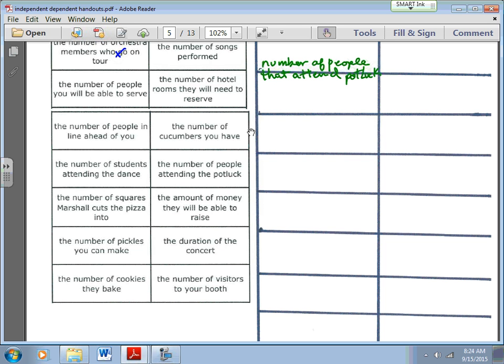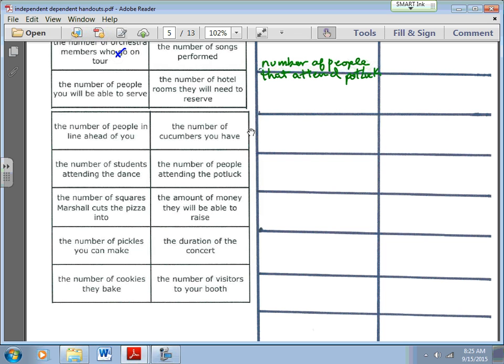So let's see if those match up. Little by little, they're narrowing down now, okay? The ones we haven't matched up yet is the number of people you will be able to serve and the number of meals you prepare. That was the very first one, wasn't it? The number of meals you prepare is the independent, and the number of people you will serve is the dependent.